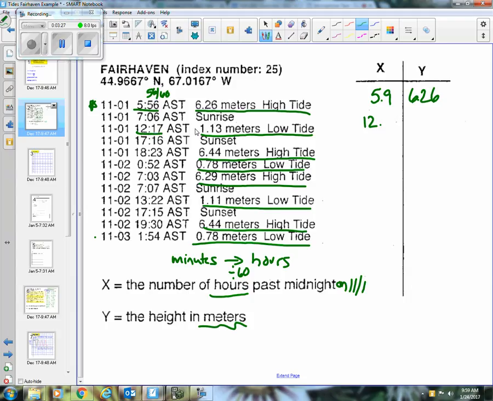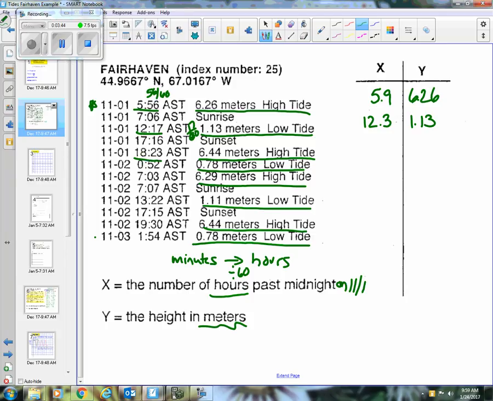If you can go ahead and take your 17 and divide it by 60, to get, what is that in minutes? So 12.3 is what it looks like to me, and that would be a low tide of 1.13 meters. Next one, this is kind of interesting.